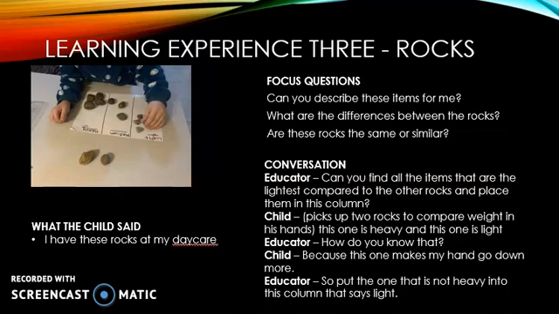Conversation. Can you find all the items that are lightest compared to the other rocks and place them in this column? Child: So he picked up 2 rocks and placed 1 in each hand, comparing the weight. This one is heavy and this one is light, he said. Educator: How do you know that? Child: Because this one makes my hand go down more. Educator: So put the one that is not heavy into the column that says light.